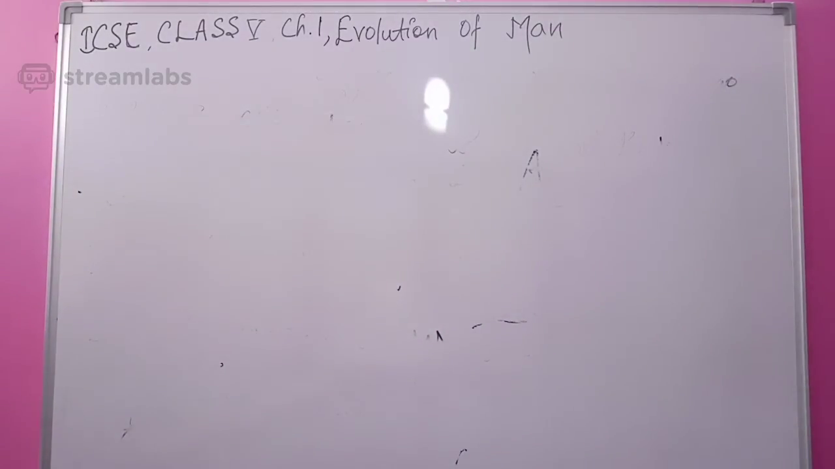Okay, my first question is: the first species of early man was found in which place? I'm giving the options also: Africa, America, Europe. I'm repeating the question and the options. The first species of early man was found in Africa, America, or Europe? Now, the answer is Africa.